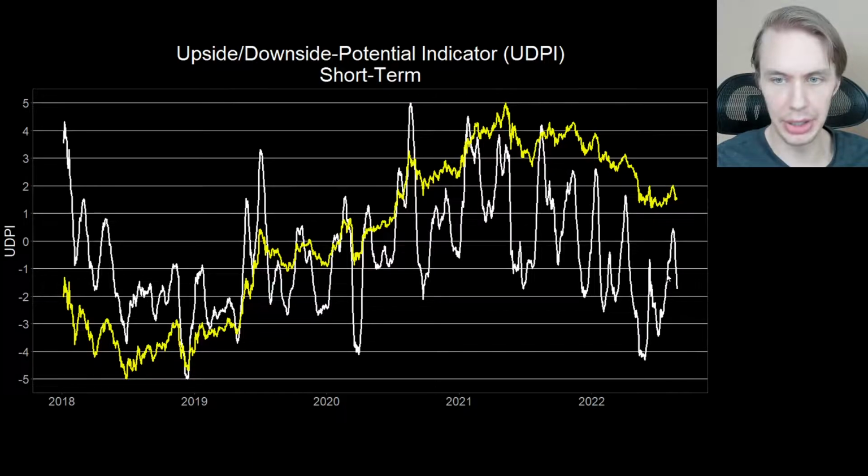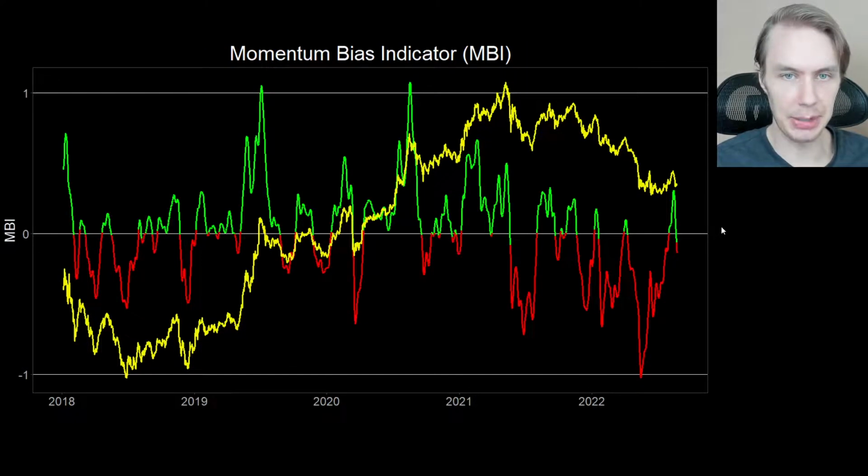And so I think my base case again is if we remain range bound, we'll probably see similar behavior where we find some support down at these lower levels of the short-term UDPI and then move up and get rejected at similar levels until the market really picks a decisive direction. So that's my assessment of what the risk models, the risk data, we're looking at here.